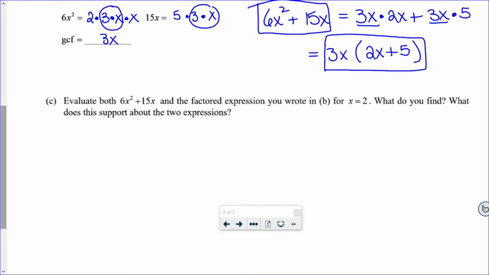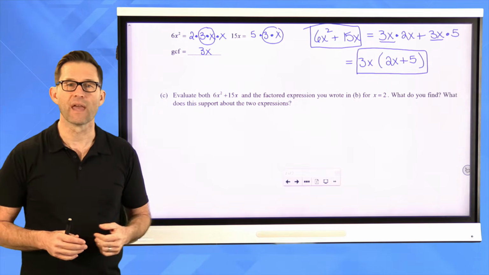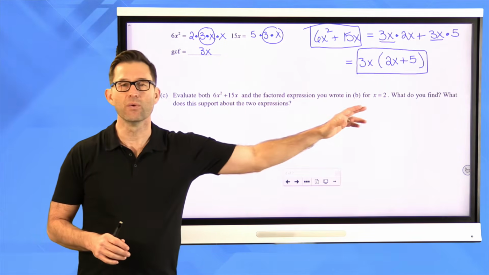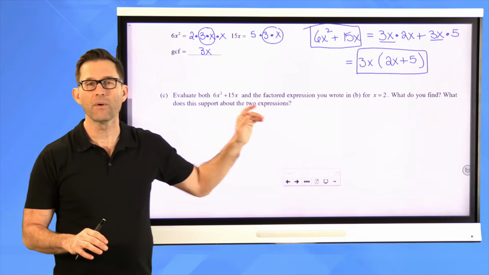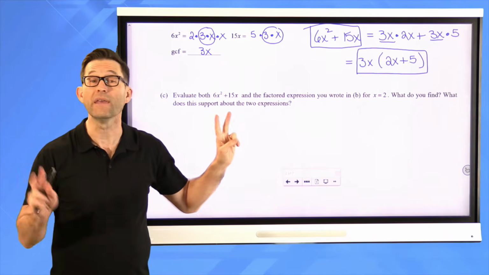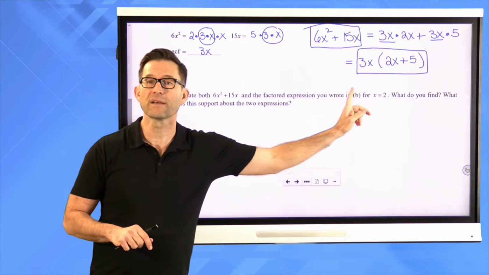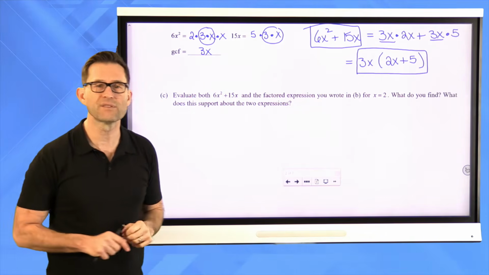Evaluate both 6x squared plus 15x and the factored expression you wrote in B for x equals 2. What do you find? What does this support about the two expressions? All right, well, let's go through this together. I want to take x equals 2, which is just a random value of x. We could have really used anything. I want to put it into this expression and evaluate it. Then I want to take x equals 2 and put it into this expression and figure out what it's equal to. Let's do this together.